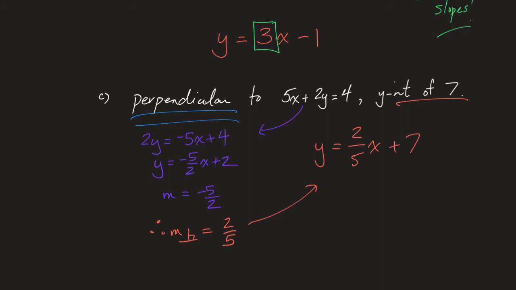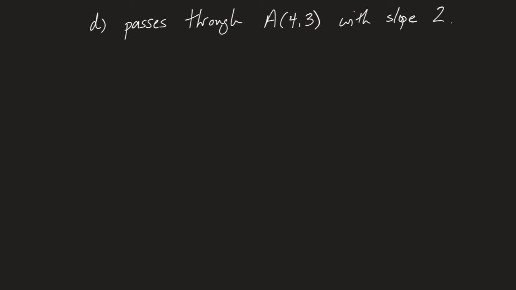Okay, things are about to take a turn. Let's take a look at the next question. I want you to notice what part D asks you for. It asks you to determine the equation of a line that passes through that point and with that slope.